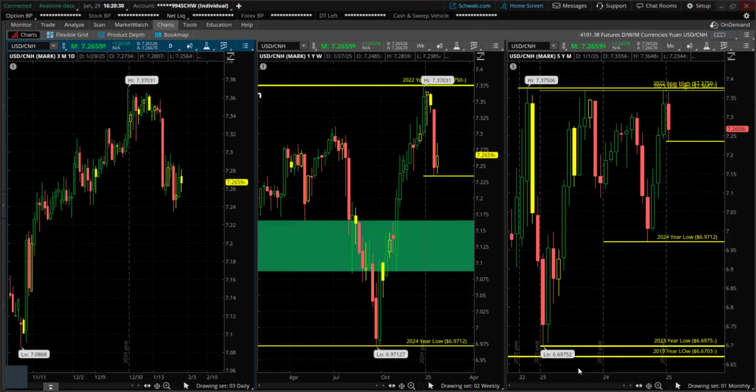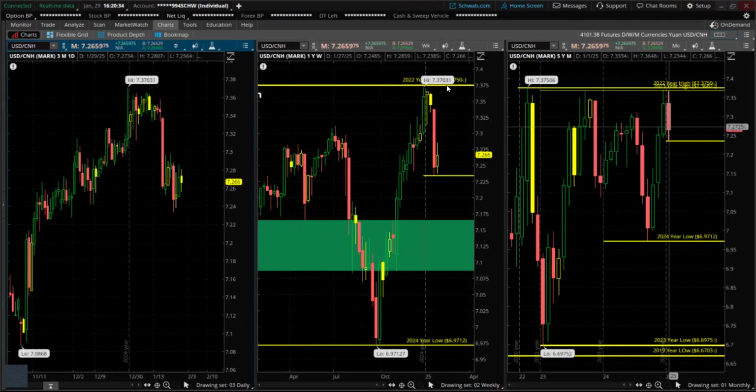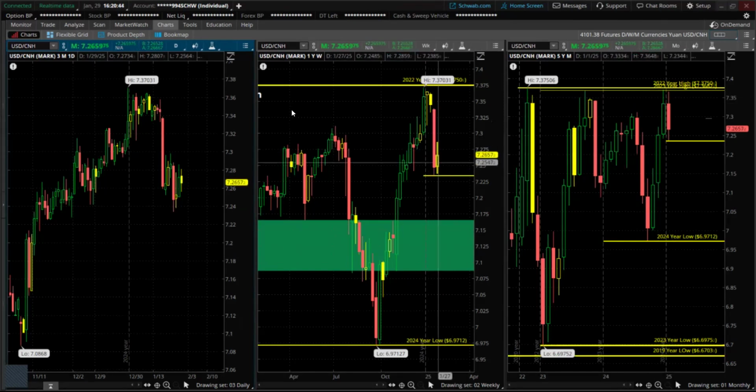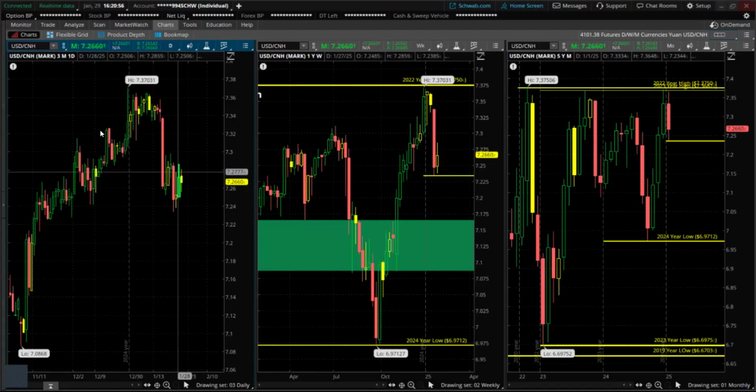Chinese yuan. Oh, monthly. Big red candle right here. To make a lower low, lower high than last year. Weekly grid in the middle. Inside candle, small trading range. After that huge impulse move down last week. And the daily chart, very sloppy down here.